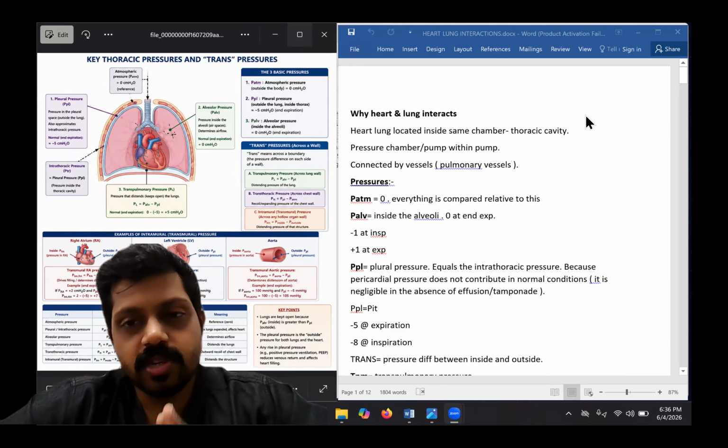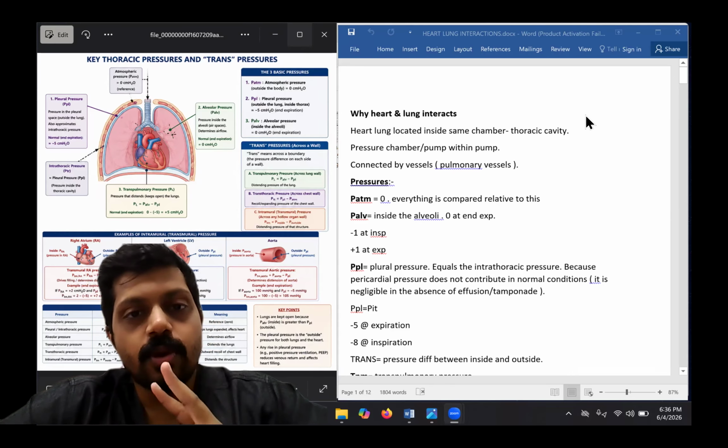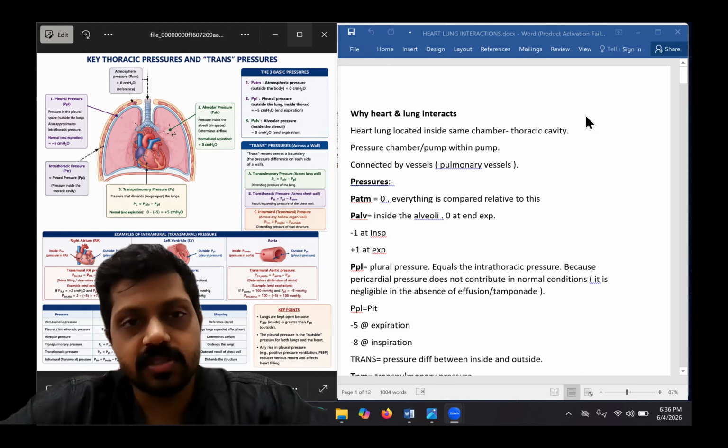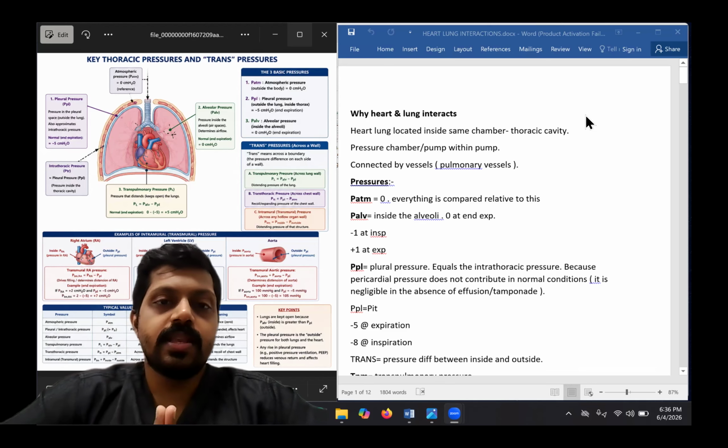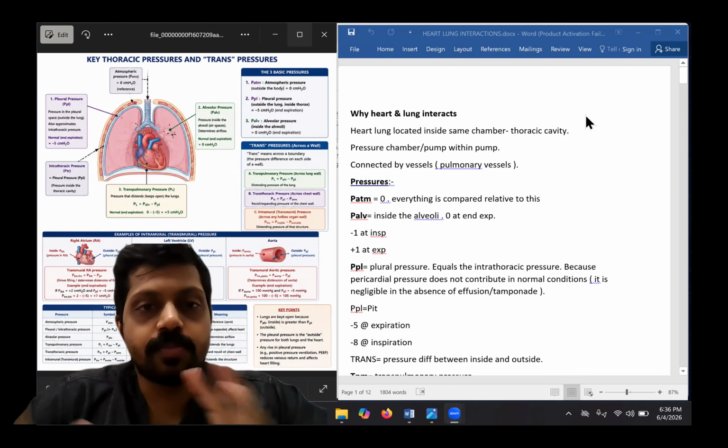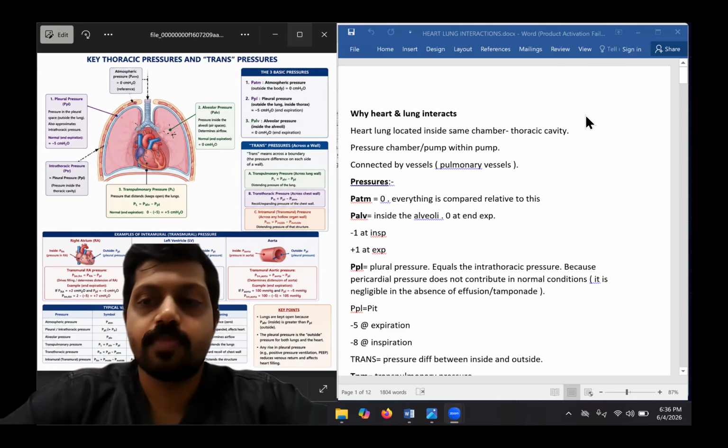First of all, you should know certain things before jumping directly into heart and lung interactions. Why do the heart and lungs interact? Because they are present inside the same cavity, the thoracic cavity. They act as a pump within a pump, and each of these pumps is connected by means of pulmonary vessels.